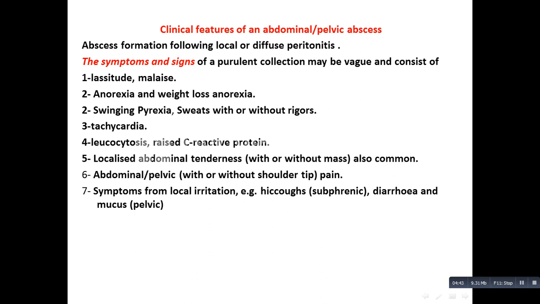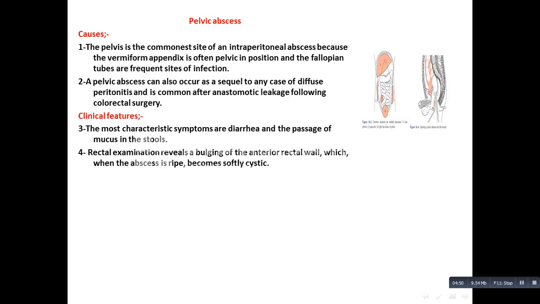Pelvic abscess: the causes of pelvic abscess, a common site for intra-abdominal abscess, are the vermiform appendix and the fallopian tube. Pelvic abscess occurs as a sequel to any cause of diffuse peritonitis. Clinical features: the most characteristic symptoms are diarrhea and passage of mucus in the stool. Rectal examination reveals bulging of the anterior wall of the rectum.